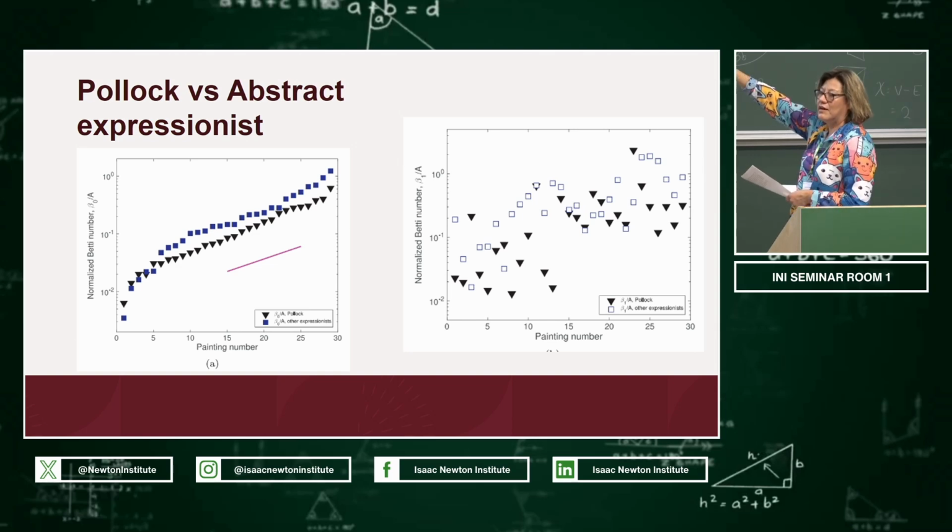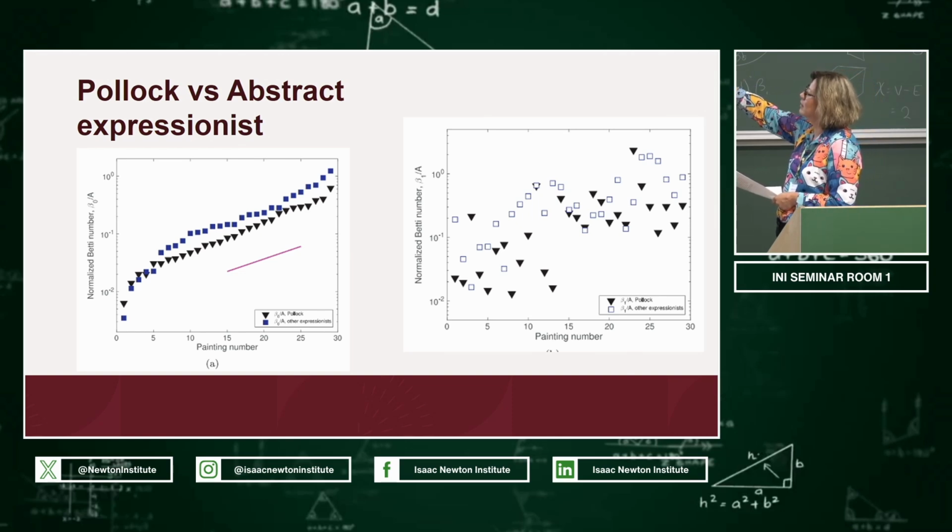So this is a measure or a feature that indicates that complexity in Pollock is higher than the other abstract expressionists.